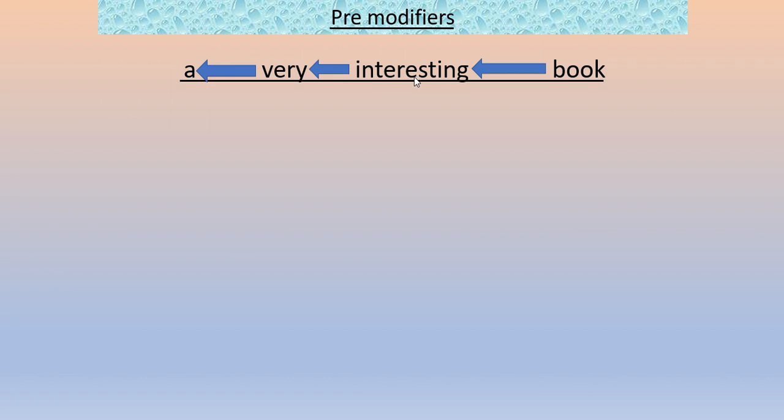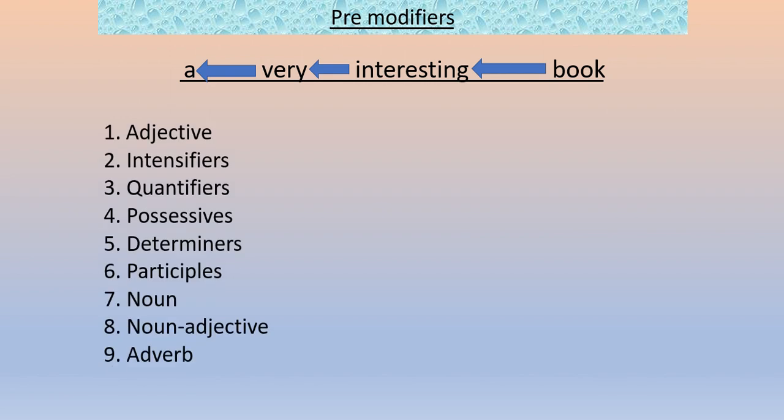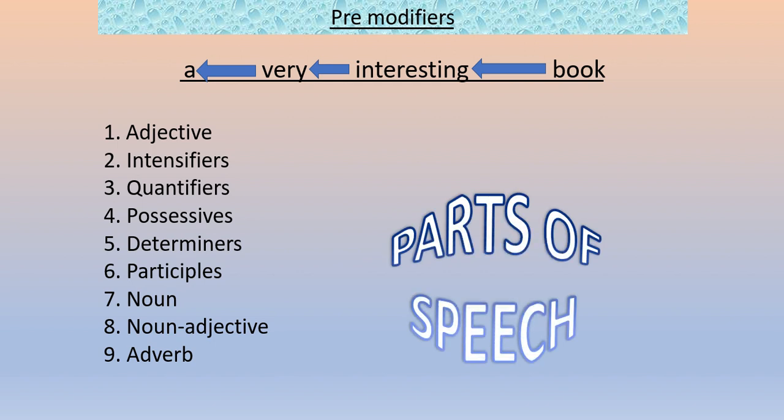And these words are nothing but adjective, adverb and article. So you can say only these three things, adjective, adverb and article, can be used as pre-modifiers. No, there are some more. Obviously, adverbs and adjectives are mostly used, but there are some others, that is adjective, intensifiers, quantifiers, possessives, determiners, participles, noun, noun adjective, adverb, etc.